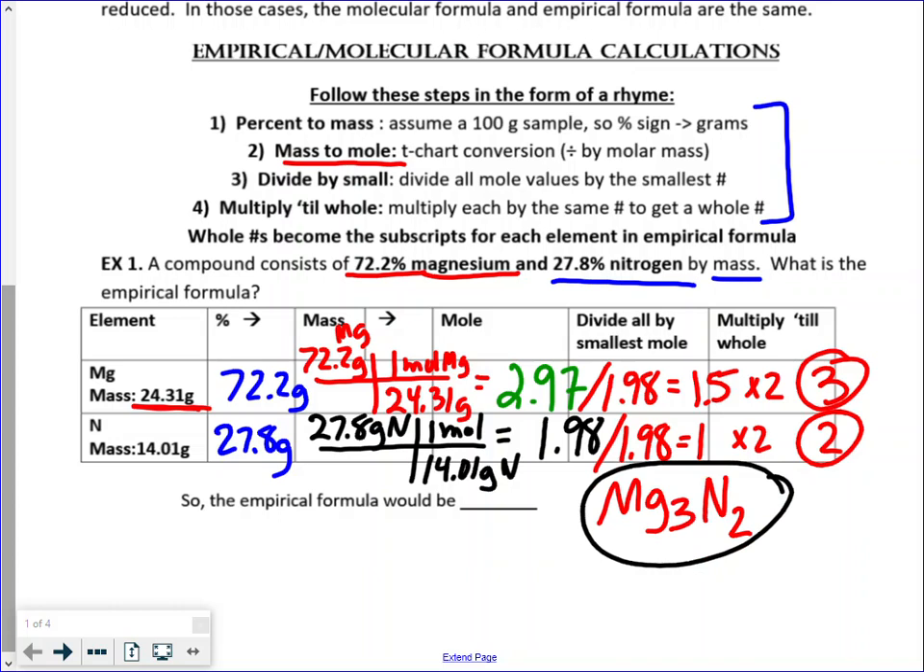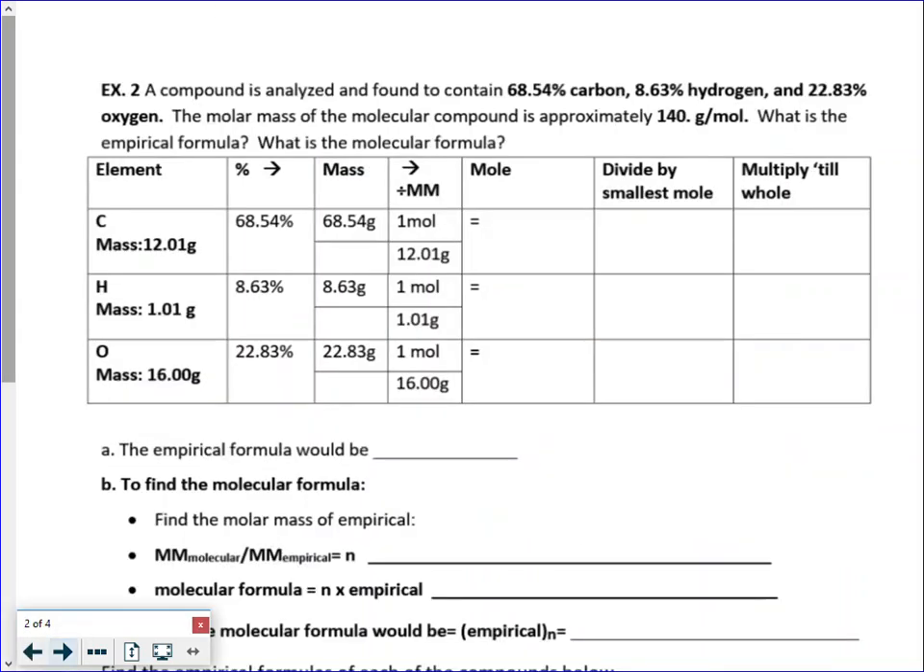Okay, so this is using the different rules to do the empirical formula. Now, there's extra steps to get to the molecular formula. So we're going to take a look at an example like that. Here, I set up most of the chart for you so we can get on.